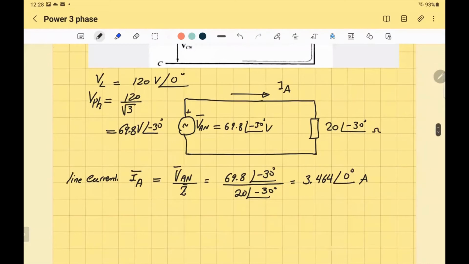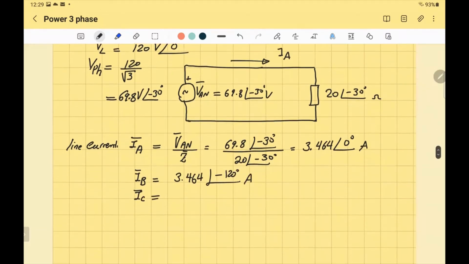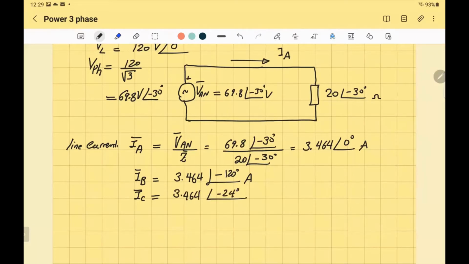So that's the line current in phase A. What about the line current in phase B? You do not have to solve it, just find the relationship between IB and IC and IA. What's the relationship between IB and IA when you have balanced three phase voltage? What is the value of the angle between IB and IA? 120. So should I add 120 or subtract 120? Subtract 120, that's right. So you have 3.464 and 0 minus 120 would be minus 120 degrees. You can subtract another 120 for IC. So if you do that, 3.464, angle negative 240 degrees.